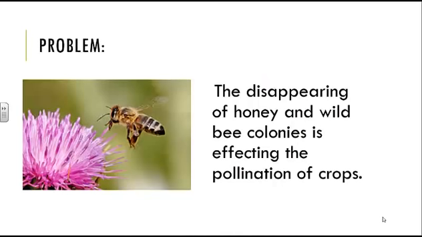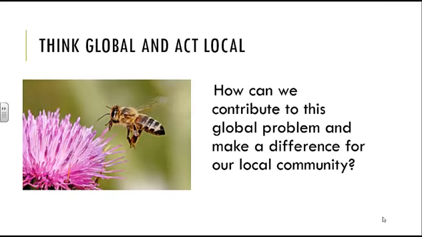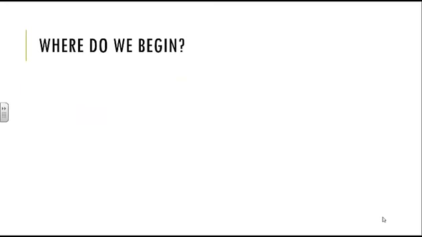So we know we have a problem. The disappearing of honey and wild bee colonies is affecting the pollination of crops. We know the global implications of disappearing bees, but how does that affect us? So today we're going to think globally and we're going to look at how we can act locally. How can we contribute to this global problem and make a difference for our local community? Where do we even begin?